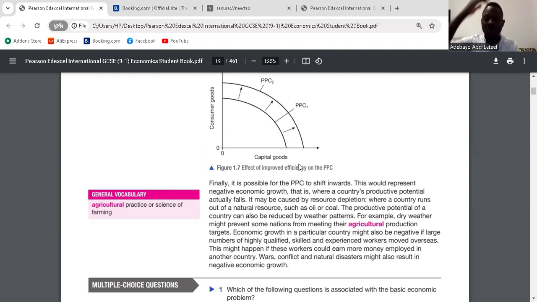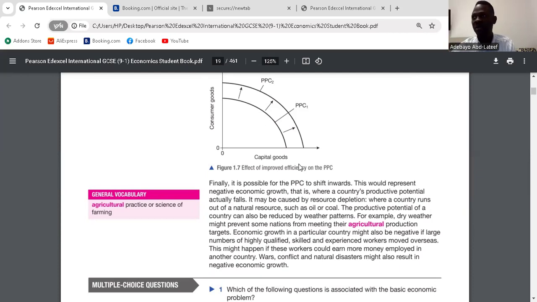Finally, it is possible for the PPC to shift inward. This would represent negative economic growth. That is, where a country's productive potential actually falls. It may be caused by resource depletion, when a country runs out of natural resources such as oil or coal. The productive potential of a country can also be reduced by weather patterns. For example, dry weather might prevent some nations from meeting their agricultural production targets. Economic growth in a particular country might also be negative if large numbers of highly qualified, skilled, and experienced workers move overseas.